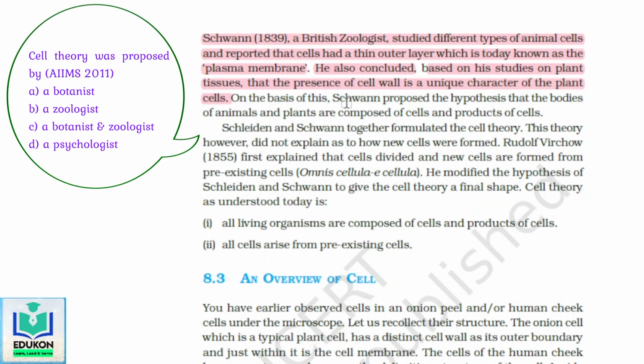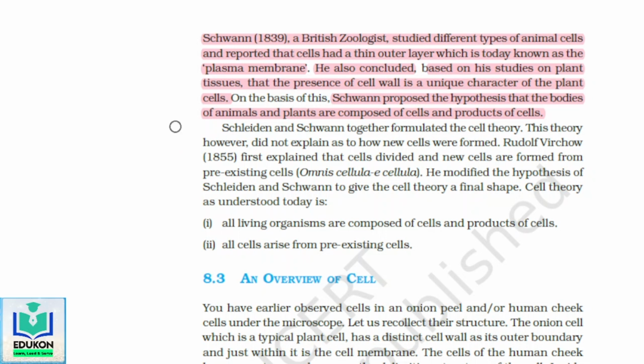On the basis of this, Schwann proposed the hypothesis that the bodies of animals and plants are composed of cells and products of cells. On which basis? By the presence of the cell wall in the plant cells.